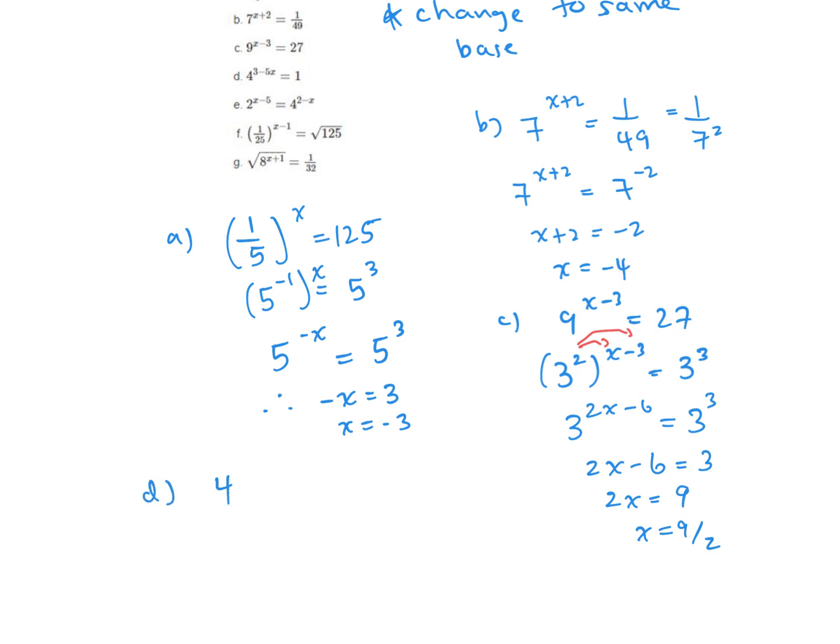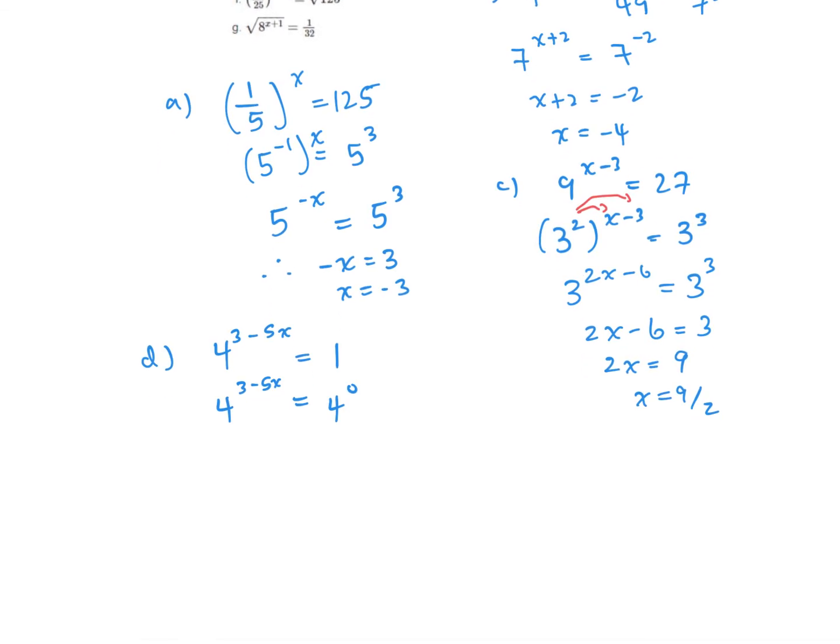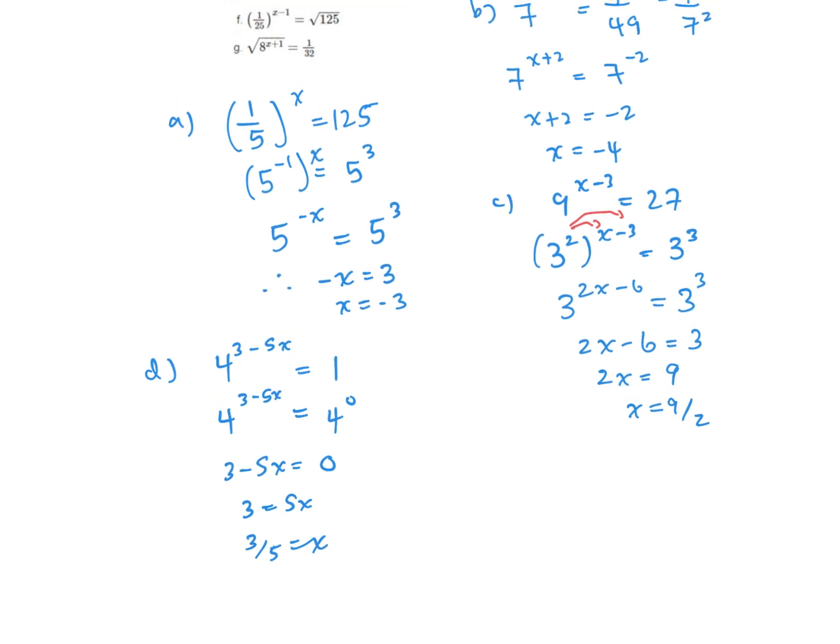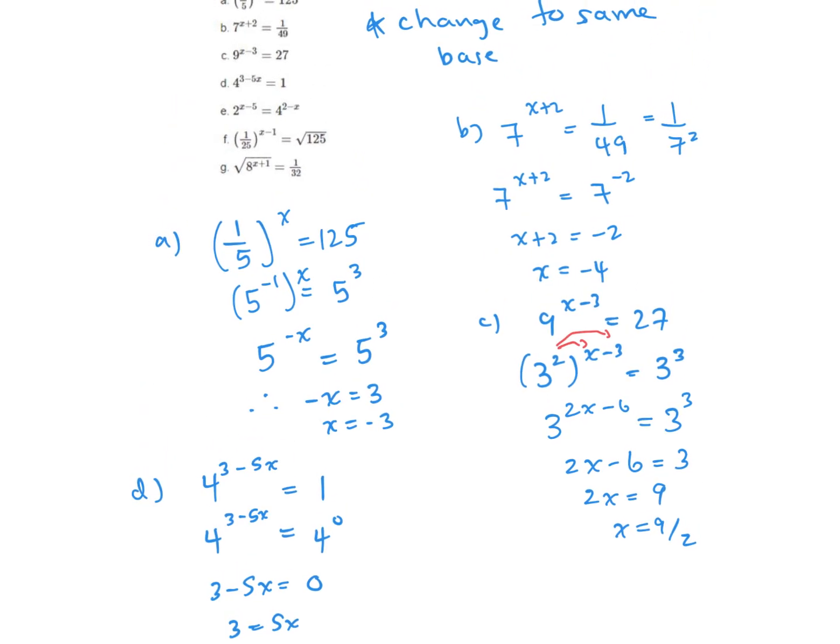D, we have 4 to the power 3 minus 5x equals 1. When you have a 1, you can pretty much change 1 to any base, because remember that anything to the power 0 equals 1. So I'm going to change it to the base that I want. I want it to be 4, so I'm going to change it to 4 to the 0. And that means that it has a value of 1. Once I have that same base, I can drop the base and work with the exponents. And so x will equal 3 over 5. So that's just something to watch out for when it equals 1.